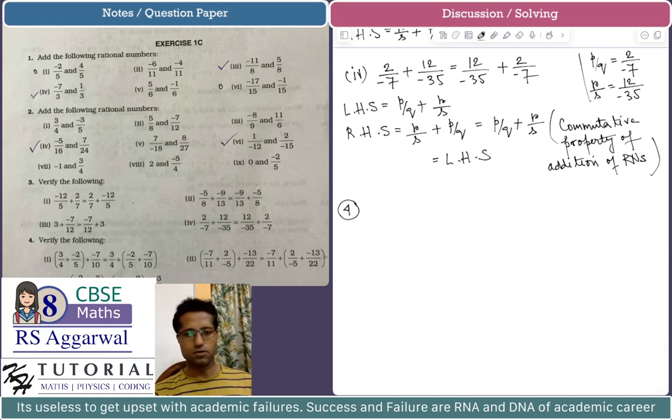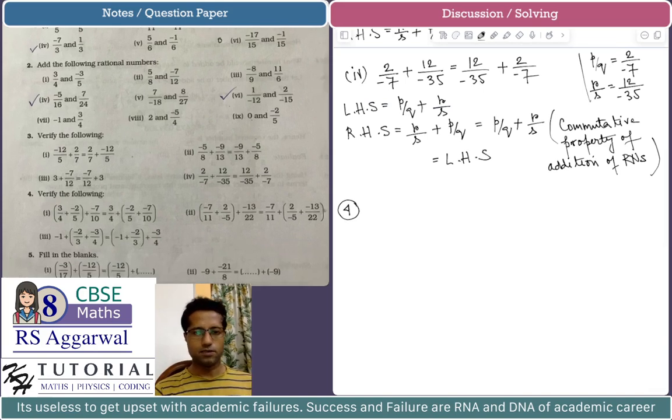Question number 4 is also verify the following. This time we will have to use the associative law of addition. Associative law of addition. So the first one is 3 by 4 plus minus 2 by 5 plus minus 7 by 10.